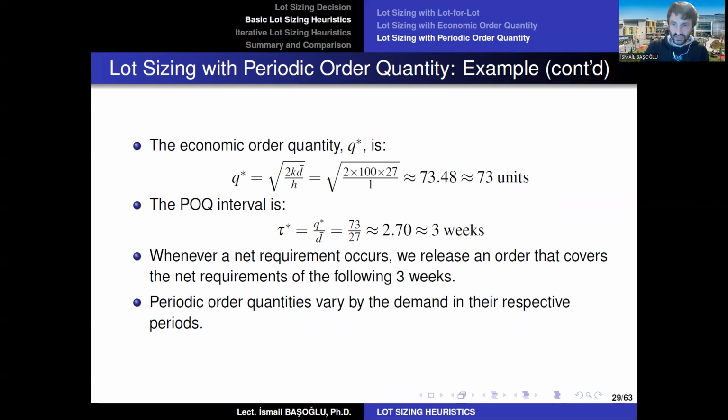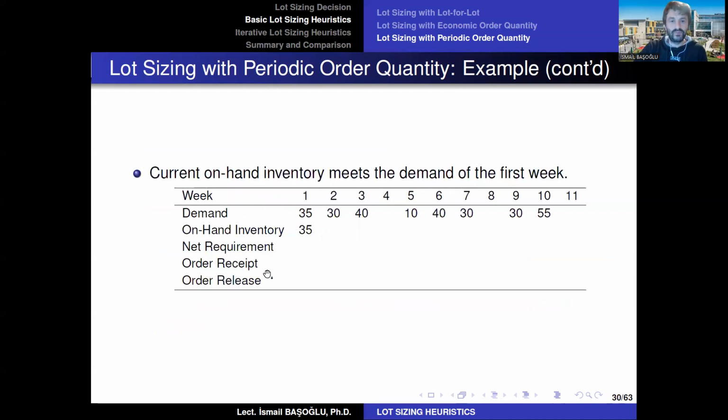The net requirement of this week and the demands of the following 2 weeks. So this means we are going to consider the net requirements of the following 3 weeks, and we are going to plan an order receipt, which is going to be equal to the summation of the net requirement of the following 3 weeks. But we are going to do that whenever we have a net requirement, my friends, okay?